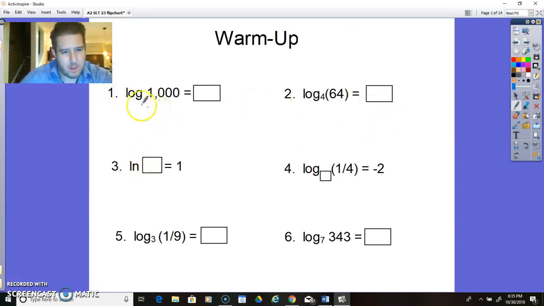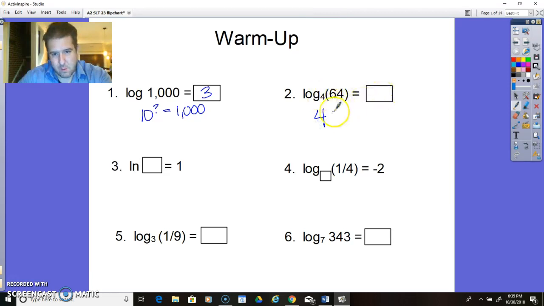Starting off with a warm-up with logarithmic functions, which we just learned in the last video. So that's common log, so that's 10 to the power of what equals 1,000, and that would be 3, 10 to the third power. If I change this from logarithmic into exponential format, so that would be 4 to the what power? I can make that x equals 64. That would be third power.